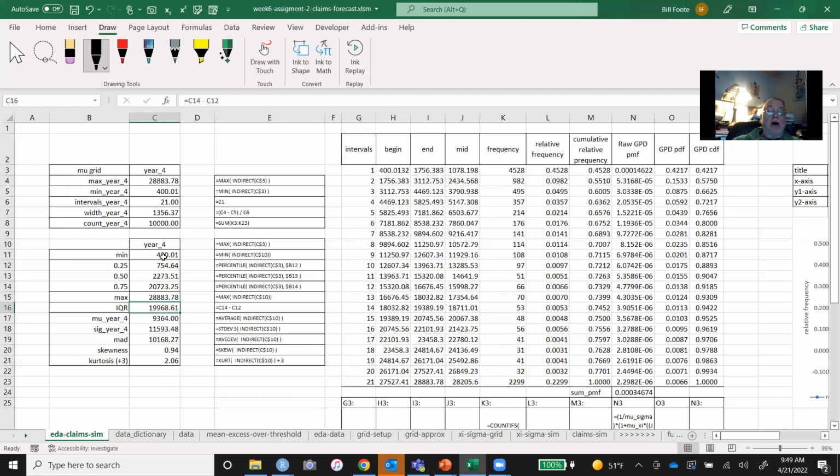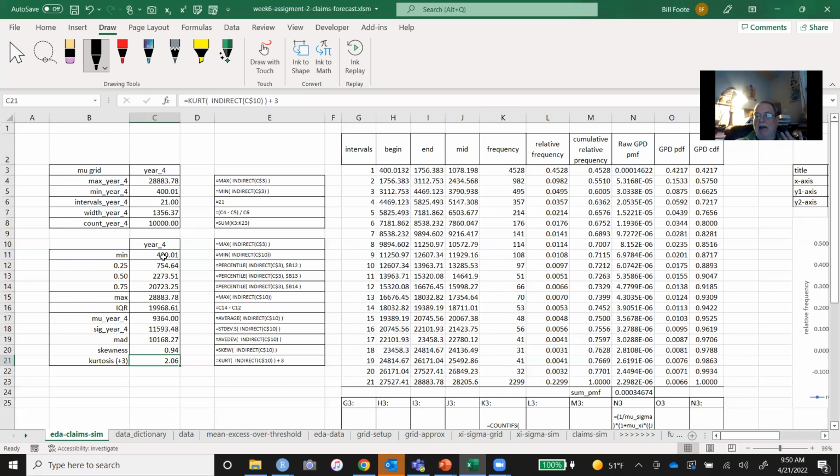And the IQR, which is the interquartile range, probably gives the best idea, the most robust idea of range. Whereas the standard deviation is quite a bit lower. The mean absolute deviation is very similar to the standard deviation. It's a pretty strong skewness and fairly thick tails. So we have that in our forecast.